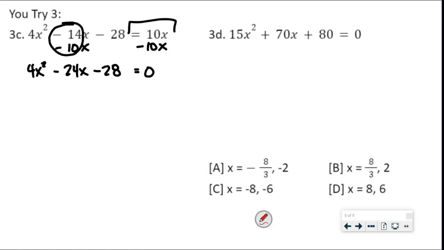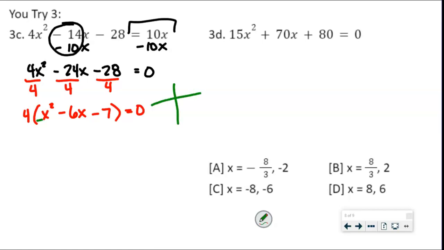Now let's factor. Do we have a GCF? Yes, you did. You can divide everything by 4. That is their greatest common factor. So 4 times x squared minus 6x minus 7 after dividing. Now notice how a is just 1, so we can set up our table. Multiply to get you negative 7, add to get you negative 6. You should have gotten negative 7 and positive 1. Those will multiply to get you negative 7 and add to get you negative 6. So here I've got x minus 7 times x plus 1.